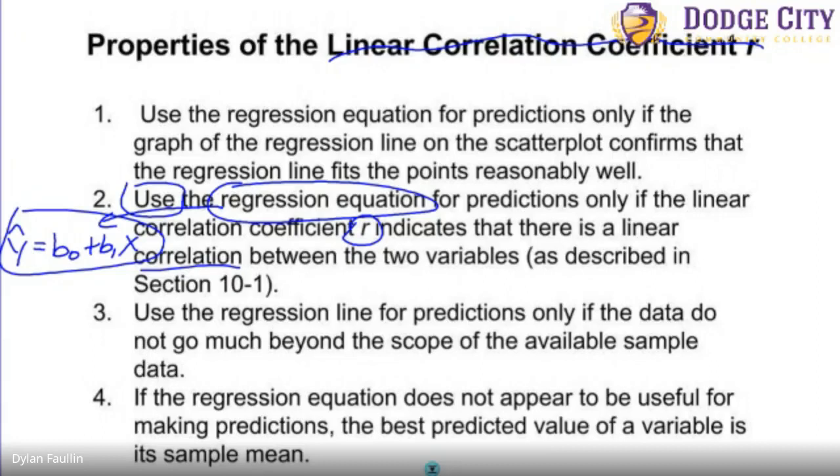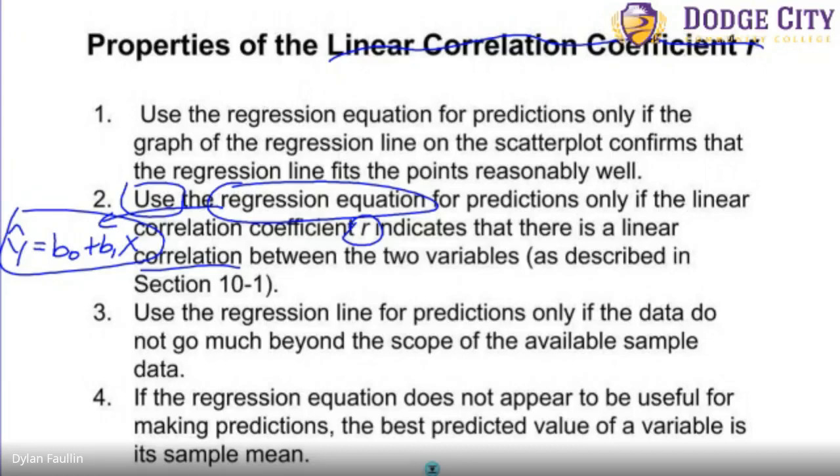So we will set up this equation, but whether we should actually use the equation or not depends on whether there actually does appear to be a linear relationship with the data that we're given. Use the regression line for predictions only if the data do not go much beyond the scope of the available sample data. So if our data values go from like 2000 to 2020, and then we're asked to make a prediction about 2050, well, that's pretty far in the future from where the data ends. So it probably isn't a good idea to use the equation we have to make that prediction.